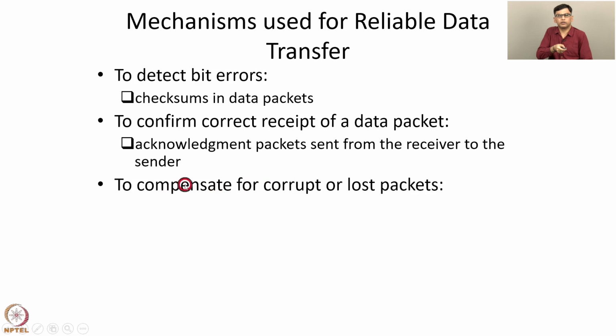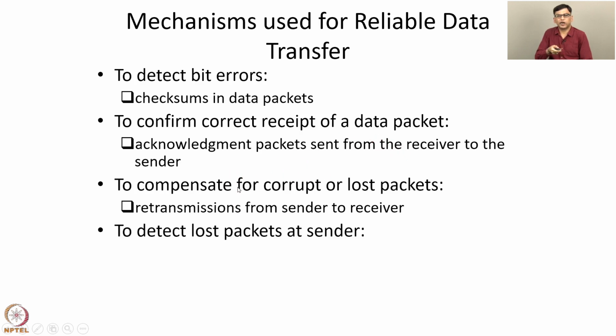Now, if a packet is corrupted during transit from the sender to the receiver, or it is lost during transit, how does the sender compensate for such packets? The sender retransmits the same packet to the receiver to compensate for the corrupt or lost packet.